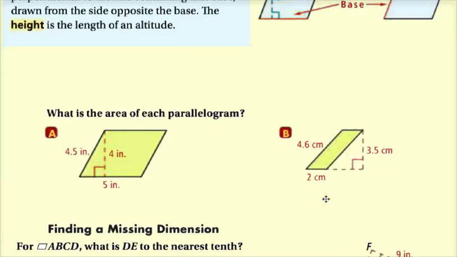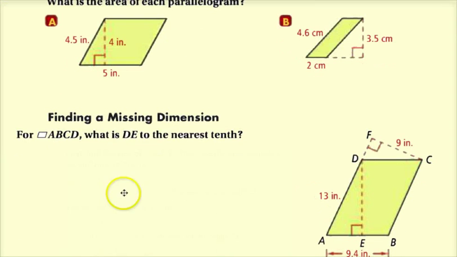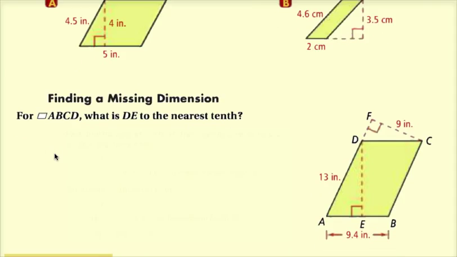Sometimes you're going to be asked to find the missing dimension. This similar symbol right here means parallelogram. So for parallelogram ABCD, what is DE to the nearest tenth? DE is the height right here. Okay, well if I knew the area, I could just substitute in area equals base times height. I have the base, I don't have the height.